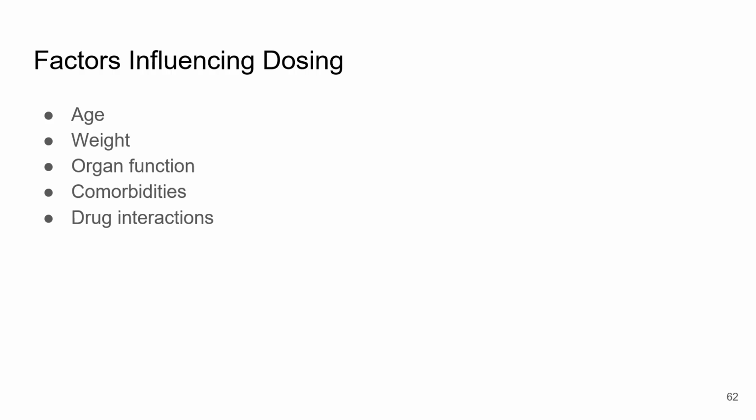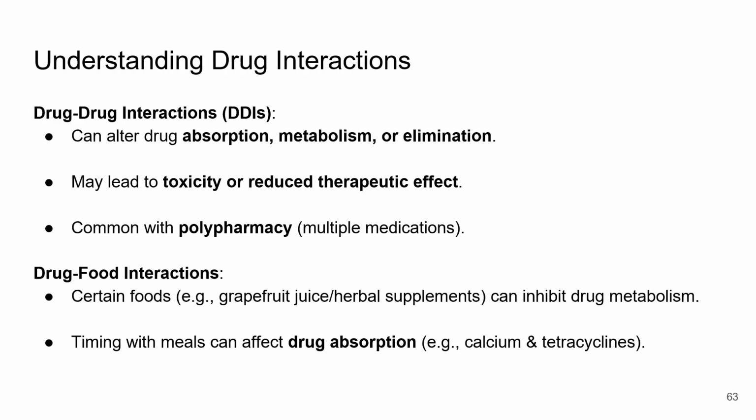Comorbidities. This can change how a drug behaves and how well it's tolerated. So for example, heart failure, COPD, seizure disorders. And then drug interactions, which we're going to talk a little more about, can increase or decrease drug levels through enzyme inhibition, enzyme induction, or additive effects. So drug interactions are a major source of medication-related problems, especially as patients get longer and longer medication lists.